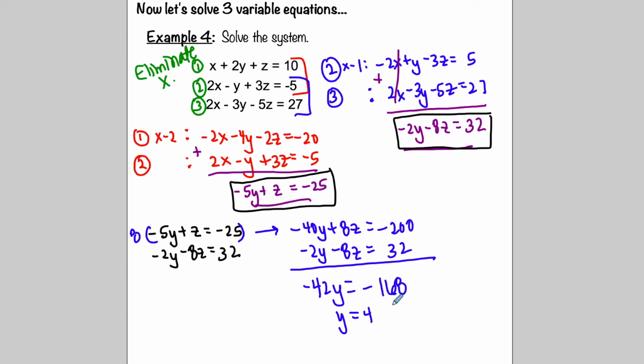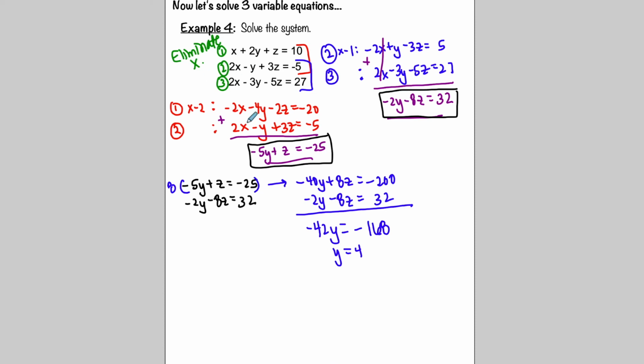Once you get one variable solved, you just need to work your way back up. So now I'm going to go back to my system of 2 equations and solve for z. Once I have y and z, I go back to my original system and solve for x. I have y, so I'm plugging it in to the top equation. I got negative 5 times 4 plus z equals negative 25. So this is negative 20 plus z equals negative 25, and if I add 20 to the other side, I get z is equal to negative 5.